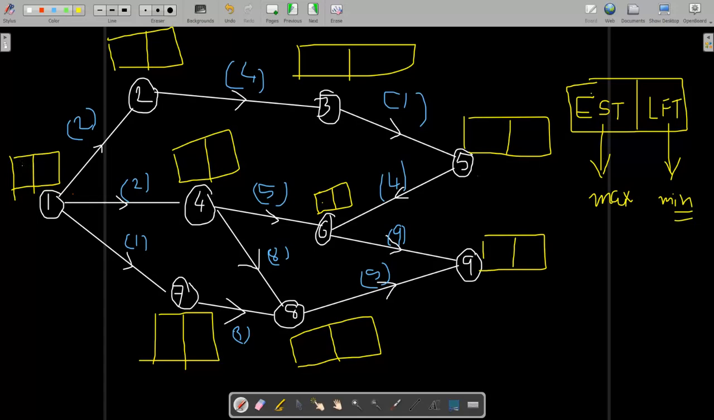Each activity starts from 0, and for 1 to 2, the time duration is 2, so the activity will take 2 days. As I explained, after completing the first activity you can start another, you cannot start simultaneously. So for 2 to 3, to reach stage 3 you have to first complete 1 to 2 and then 2 to 3. So the total starting time is 2 days plus 4 days, that means 6 days. Understand? Similarly we will do it for all of these.